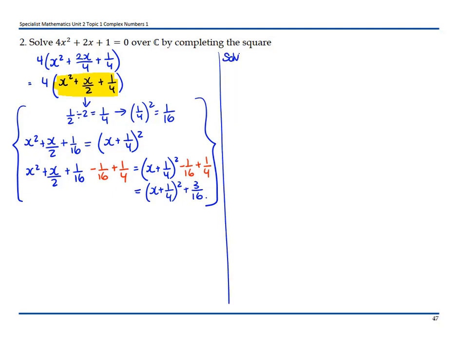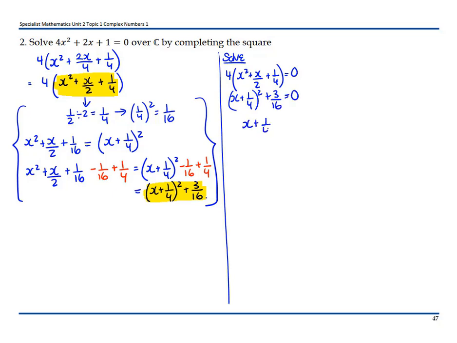Let's solve first. So I would have 4 bracket x squared plus x over 2 plus 1 over 4 equals 0. I can get rid of the 4 because I can divide both sides. Replace my bracket with what I found down here. So I have x plus 1 over 4 all squared plus 3 over 16 equals 0.